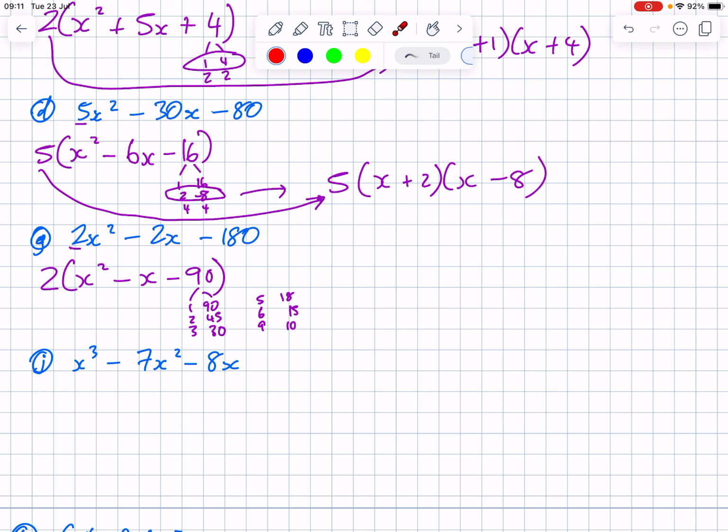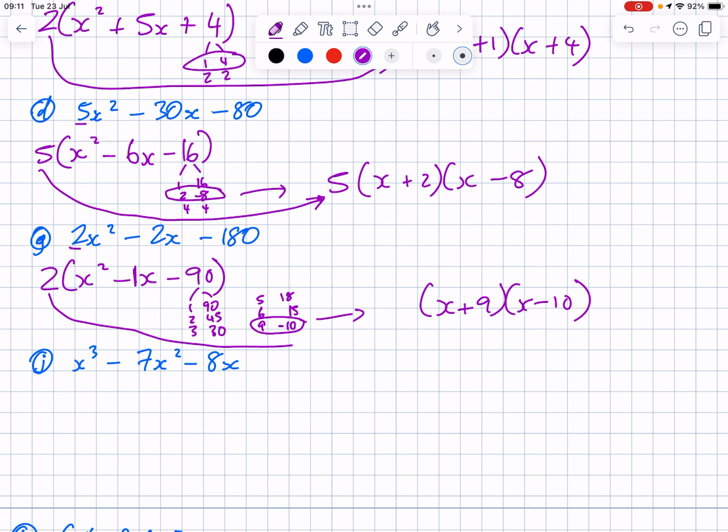I want to get negative 1 here. Please don't forget there's a 1 there. The only way I'm going to get negative 1 is with 9 take 10. So that's my A and that's my B. So that bracket factorizes to x plus 9, x take 10. And we removed the common factor originally, so the 2 must stay on the outside.